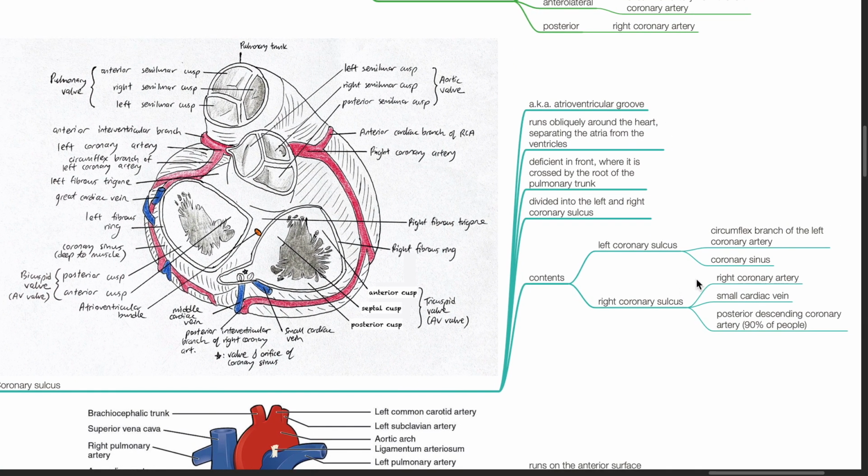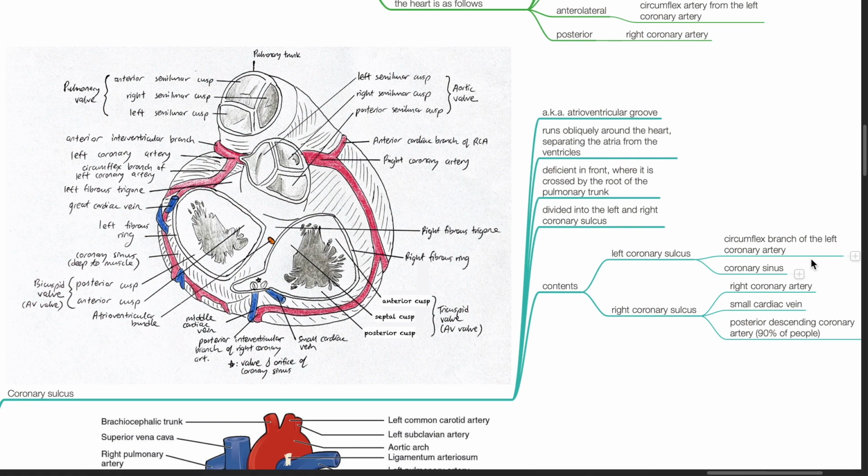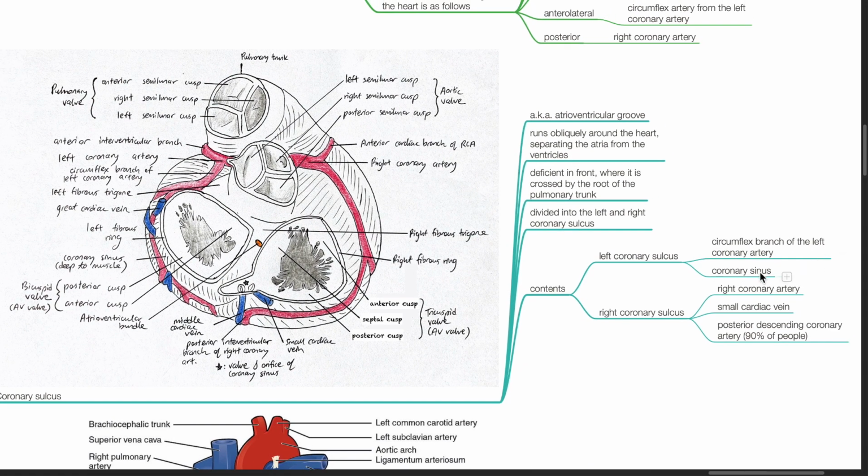Contents: for the left coronary sulcus, the circumflex branch of the left coronary artery and the coronary sinus. For the right coronary sulcus, the right coronary artery, small cardiac vein, and posterior descending coronary artery in 90% of people.